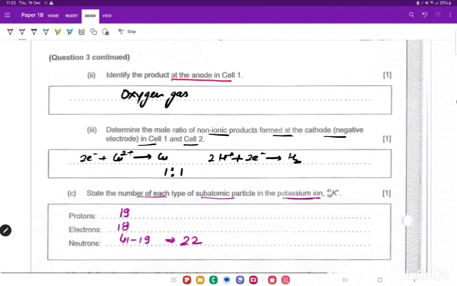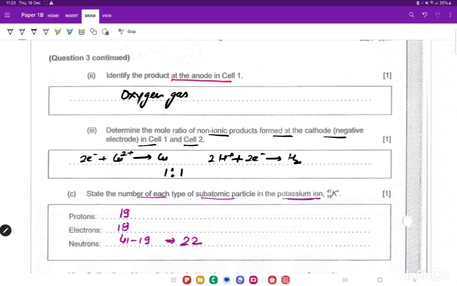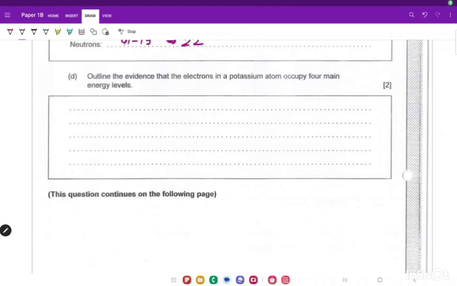This is part C, Question 3. Part B 1, 2 and 3 are done, and part C. Part D says, outline the evidence that electrons in potassium atoms occupy 4 main energy levels. Now the evidence we have to give is that in potassium, the electrons occupy the 4 main energy levels.